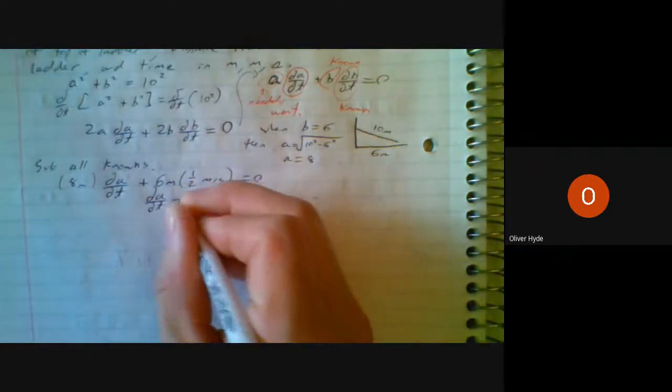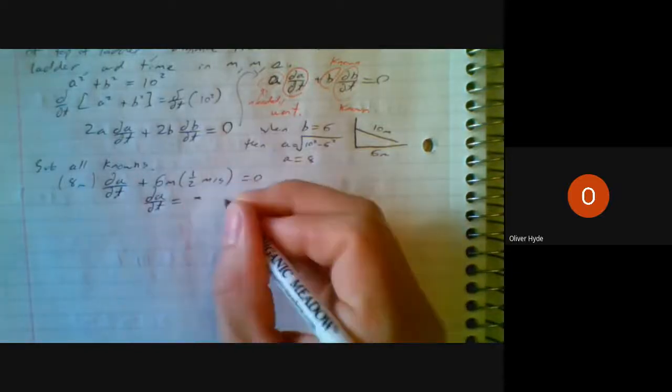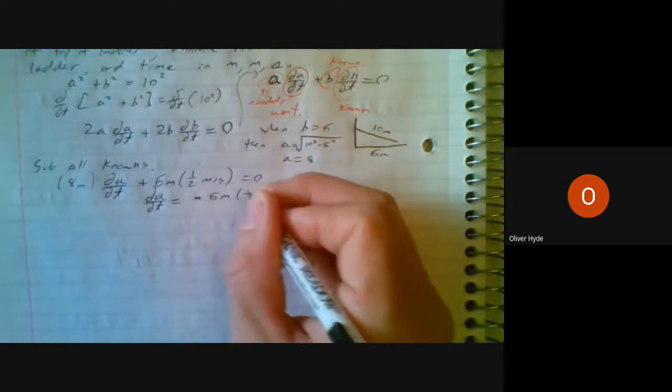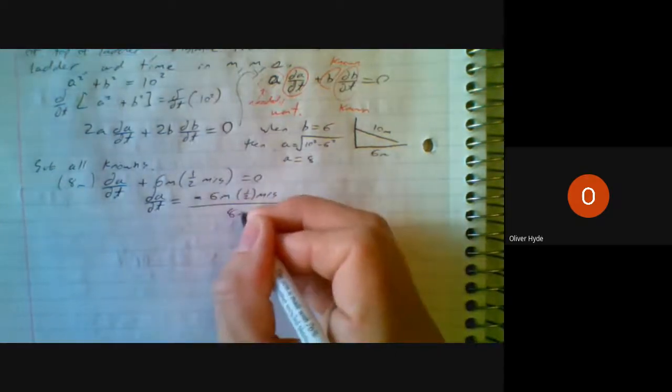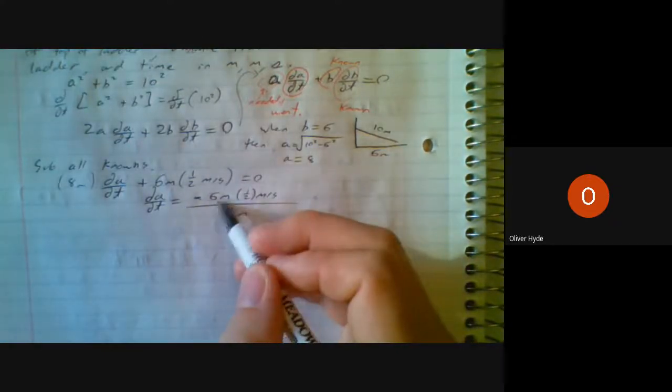dA by dt then is going to be the opposite of 6 meters multiplied by 1/2 of a meter per second, divided by 8 meters. Let's say that this 6 meters and those 8 meters, those units eliminate. And I'm left with dA by dt in meters per second, which is what I wanted. I take half of 6, I get -3/8. And then it's up to me to interpret the sign of this rate here.